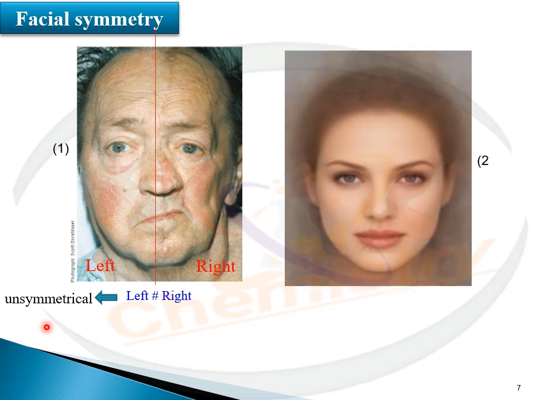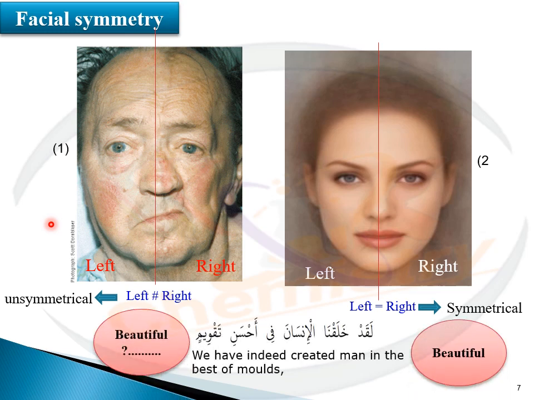Look at the second image. When a line is passed that equally divides his face, you can see the left hand side of his face is a mirror image of the right hand side, meaning the left side is equivalent to the right side. So this face is more symmetrical as compared to the first one. Now you will be thinking about which one is the most beautiful. The second image is more beautiful as compared to the first.